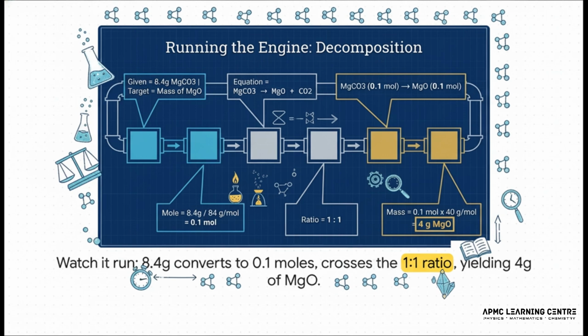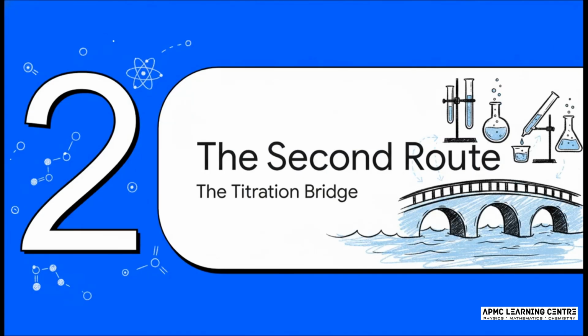And the final step? We just convert back out of moles. We multiply that 0.1 moles by the molar mass of MgO, and we get our final answer, 4 grams. See? It's just a logical flow. In, across, and out. All right, that was our first route.